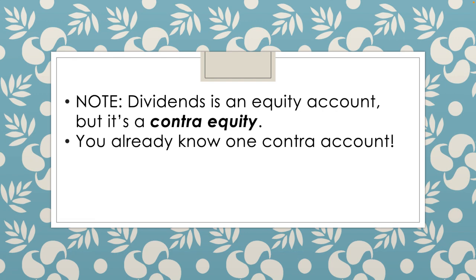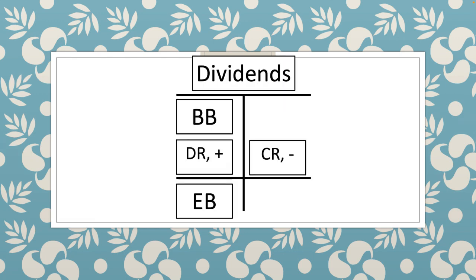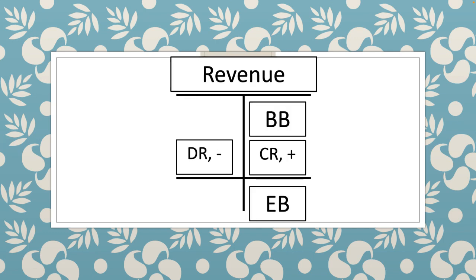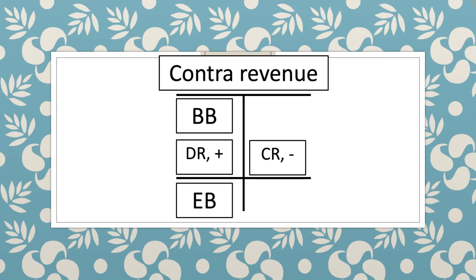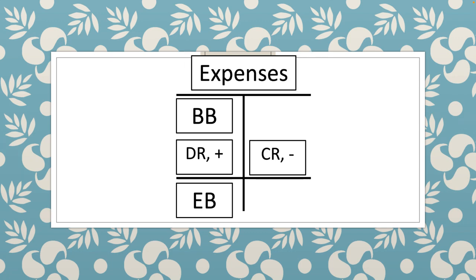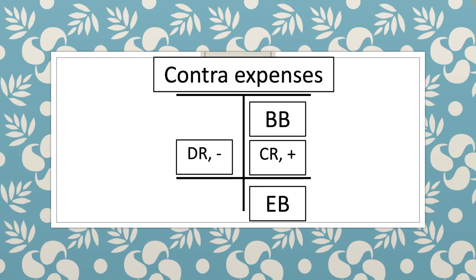It's an equity account. It's just contra equity, right? And it doesn't appear on the balance sheet, so I'll remember that for later. But you already know one, so good for you. So again, dividends looks like this. Now, revenues. A revenue account looks like this with a balance on the credit side, but we do have contra revenue accounts where the balance will flip to the debit side. And of course, we have expense accounts where the balance is on the debit side, but we have contra expense accounts where the balance will flip to the credit side.